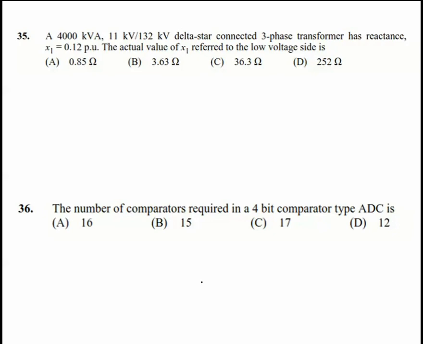35th question: a 4000 kVA, star 11 kV or 132 kV delta-star connected transformer. So the primary winding is delta connected, the secondary winding is star connected. The transformer rating is 4000 kVA, and it has a reactance of x1 equal to 0.12 per unit. You need to find the actual value of x1 here.